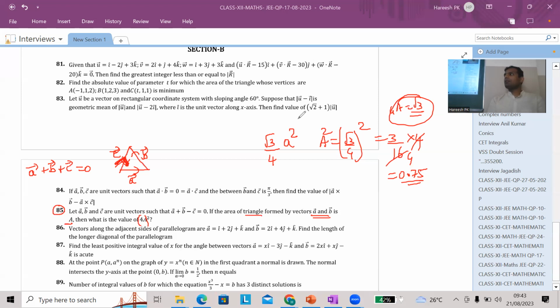Half base into height. No. He took only A cross B. A cross B is the area of a parallelogram. Half of A cross B is the area of the triangle.